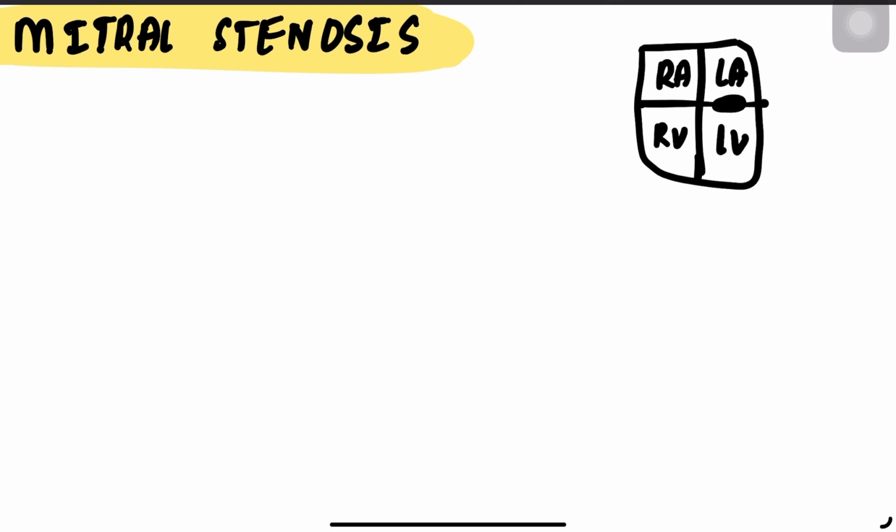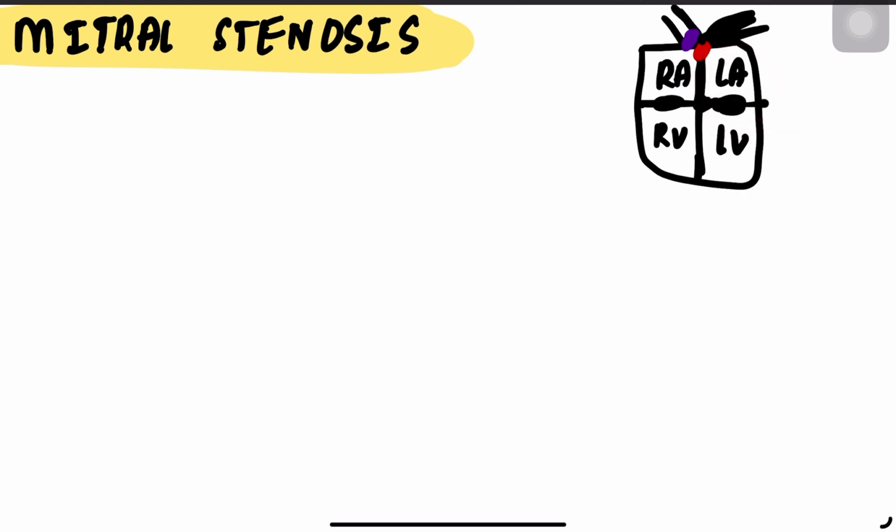So there is a valve present here, and there's a valve present here, and again this right ventricle will be opening into the pulmonary part, where there will be another valve present in here, and the left ventricle will be opening into the aorta, where there will be another valve present here. But our focus mainly over here is on this valve right here.